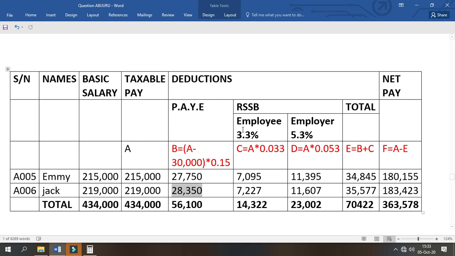So the rate applied to the taxable pay when we calculate the Rwanda Social Security Board contribution is the same as the rate we apply to the taxable pay for permanent employees. Here, this is the Rwanda Social Security contribution, employee's portion. The employee's portion is equal to 3.3%.